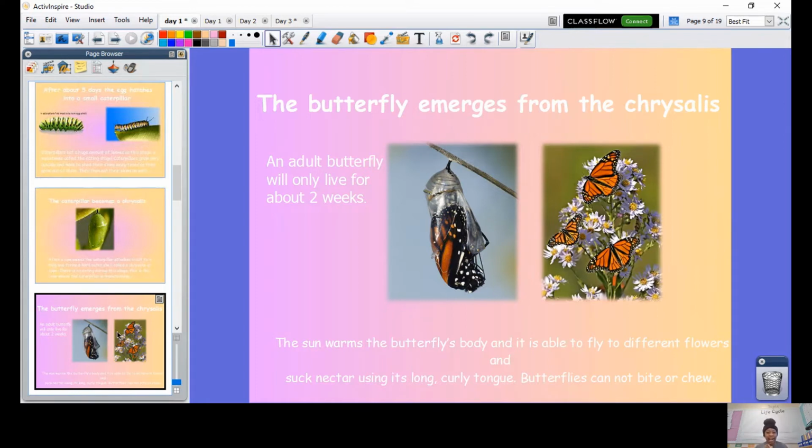it sucks the nectar out of these flowers using its long curly tongue. So butterflies can't bite or chew, okay, and they only live for about 2 weeks, and then the cycle starts all over again. Okay, so we have egg, caterpillar, chrysalis, butterfly. Okay, so that is the life cycle of a butterfly.